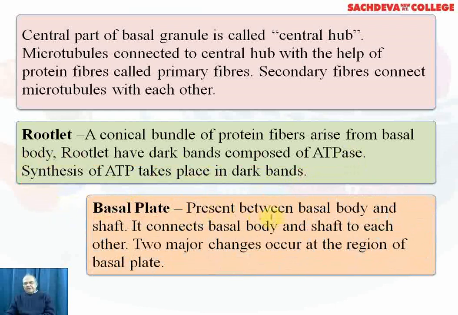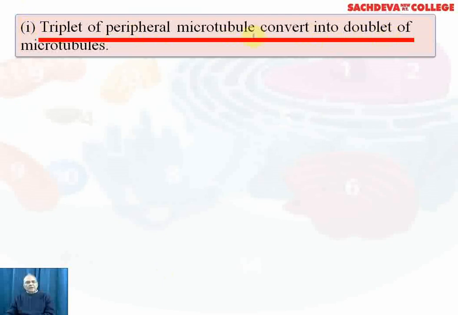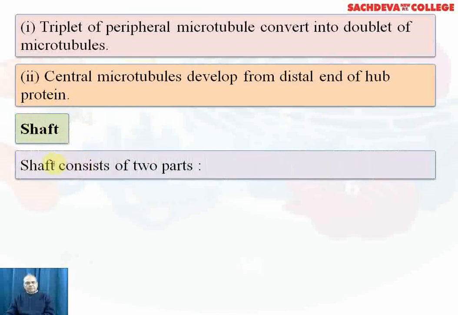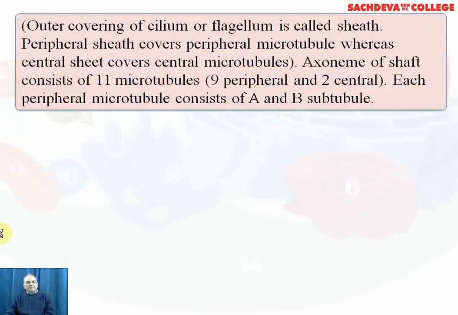Basal plate is present between basal body and shaft. It connects basal body and shaft to each other. Two major changes occur at the region of the basal plate. Number 1, the triplet of peripheral microtubules converts into doublets of microtubules. Number 2, central microtubules develop from the distal end of hub protein. Shaft consists of 2 parts, sheath and axoneme.